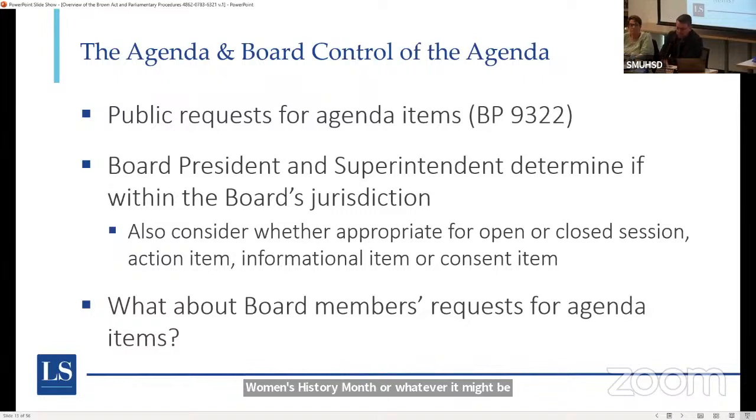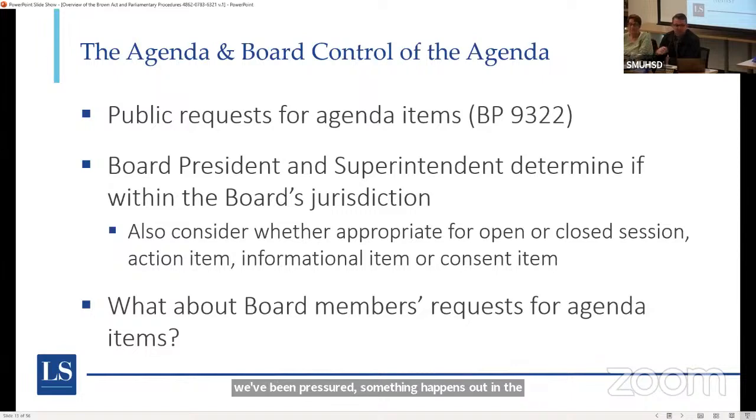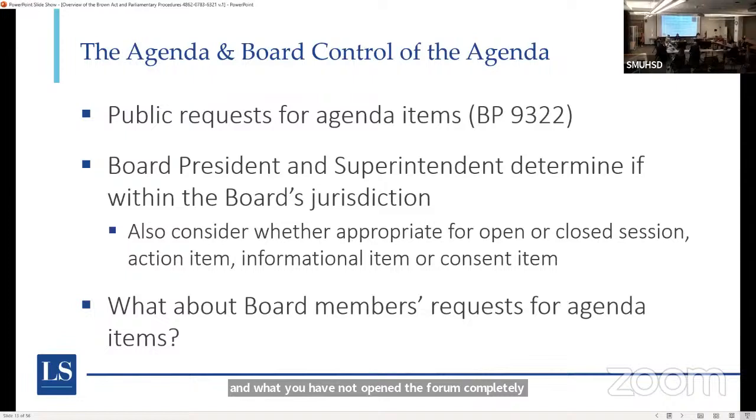I want to be real clear to the public: we don't just make up these proclamations or resolutions on our own. We have worked hard to avoid that when we've been pressured, when something happens in the community, in the nation, or across the world, and people say, school district, you need to take a stand. We stop and ask, is that within our jurisdiction? We've been very careful and thoughtful about how we've proceeded. No, I appreciate that clarification. You have not opened the forum completely, because you've said it's this type of proclamation we're going to do.